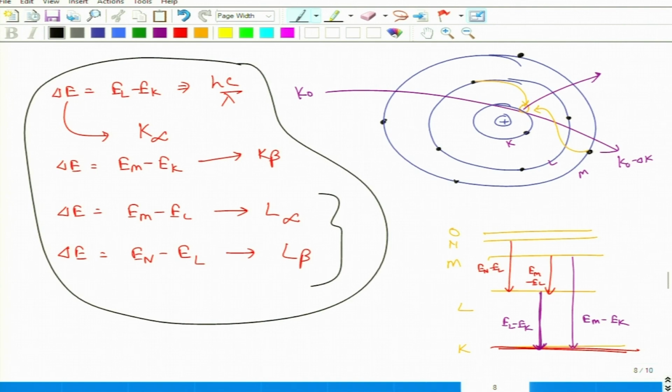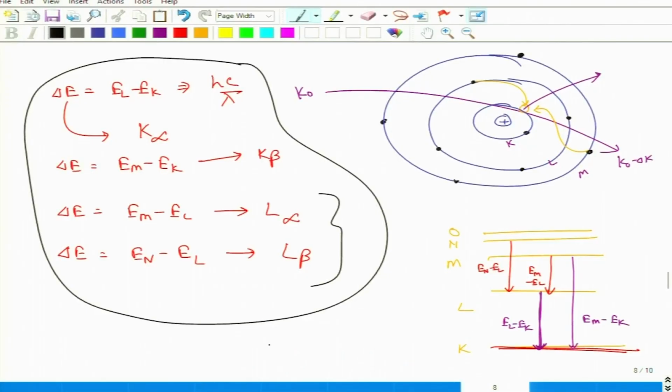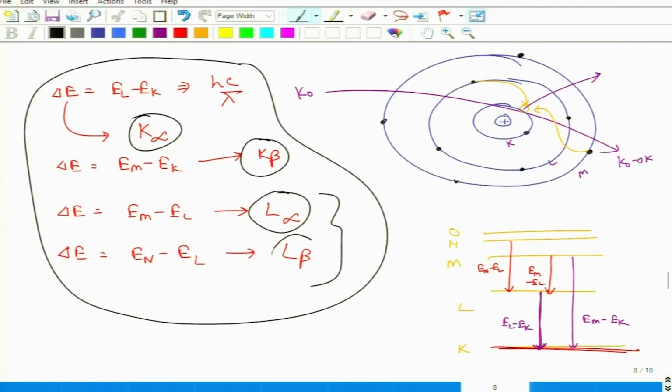That's why these peaks are called characteristic, because this purely depends on which metal you are using. These energy levels we know from Bohr's atomic model, minus 13.6 by n squared for the hydrogen atom, but for other atoms this is not fixed. The energy levels depend on the nature of the atom, so they vary from atom to atom. That's why the energy gaps also vary. So the positions of the peaks, K alpha, K beta, L alpha, L beta, are not fixed. They depend on the atom, so they are called characteristic peaks, the characteristic features of that particular metal or element.